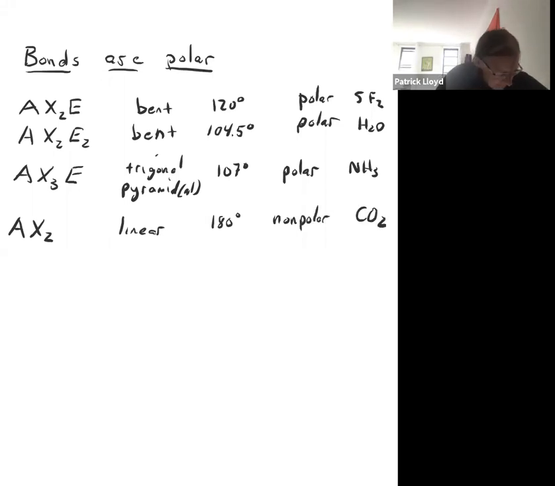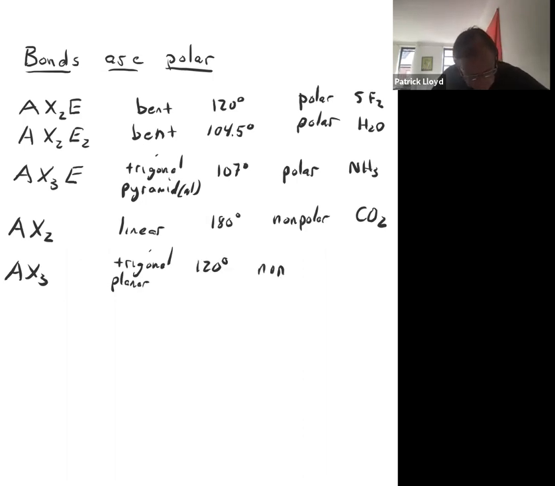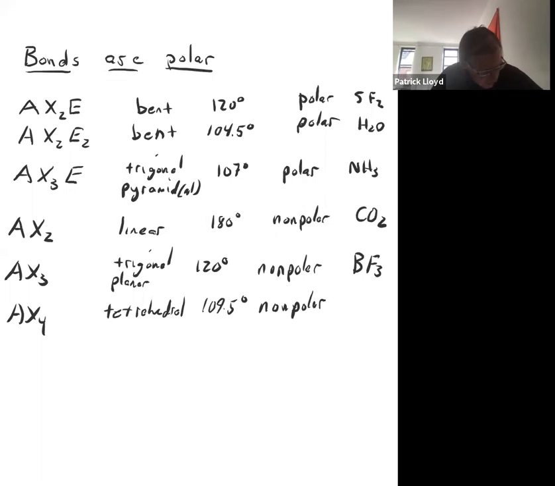Okay. AX3, trigonal planar, 120, nonpolar. Example of this, BF3. AX4, tetrahedral, 109.5 degrees, nonpolar. So that would be like CF4.